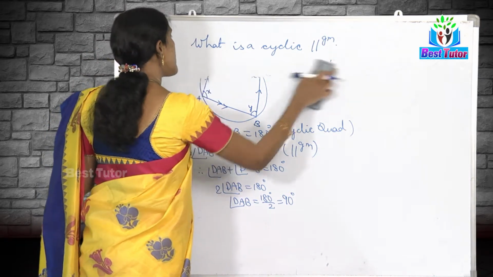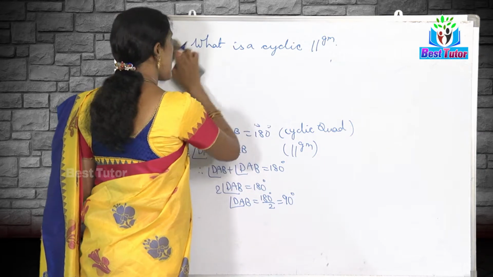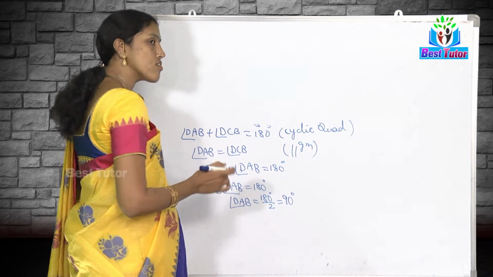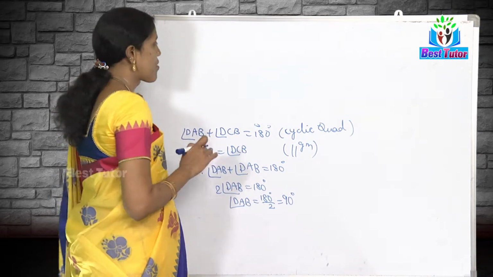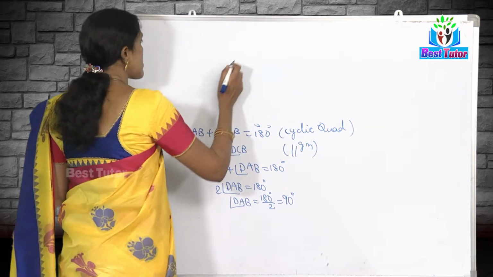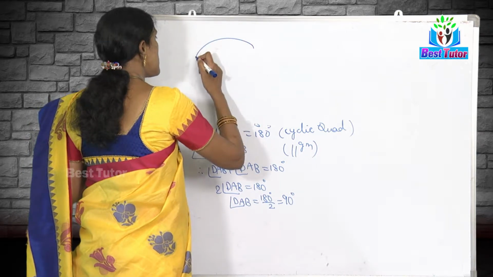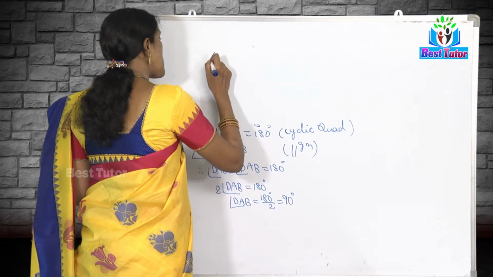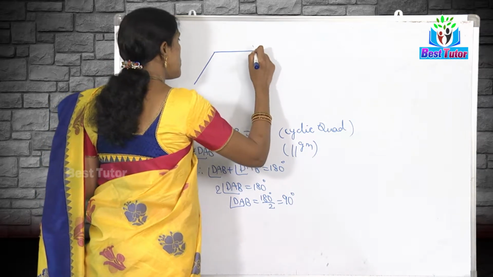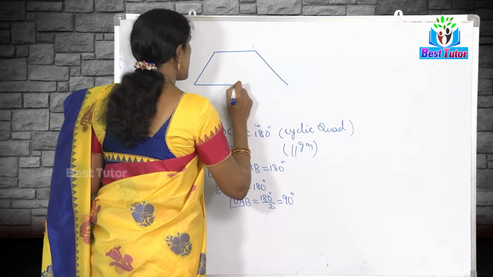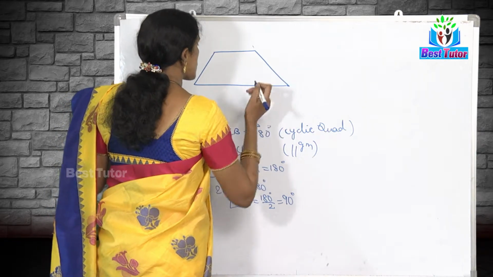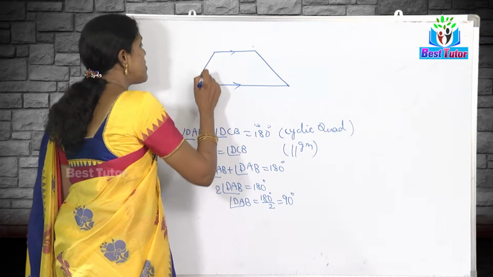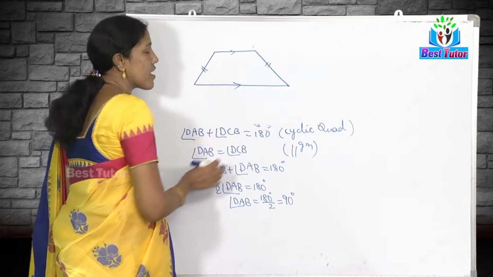Now, we have learnt what an isosceles trapezium is in the earlier videos. An isosceles trapezium is a trapezium in which the non-parallel sides are equal. Let us not move on to the conclusion immediately; I am going to give you the conclusion later on. This is an isosceles trapezium. An isosceles trapezium is a trapezium in which non-parallel sides are equal.